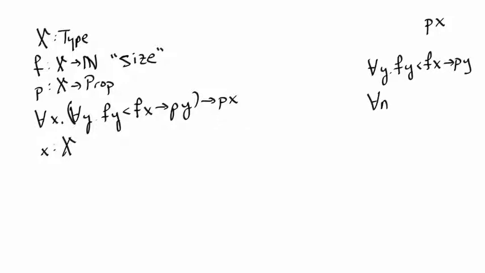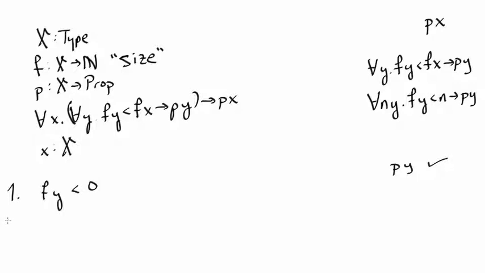Clearly, it's enough to prove the more general statement: for all n and y, if fy is less than n, then py. We can prove this by induction on n. This leaves us with two cases. In the base case, we assume f of y is less than 0, and we need to prove py. Since no natural number is less than 0, this case is impossible, and we are done.